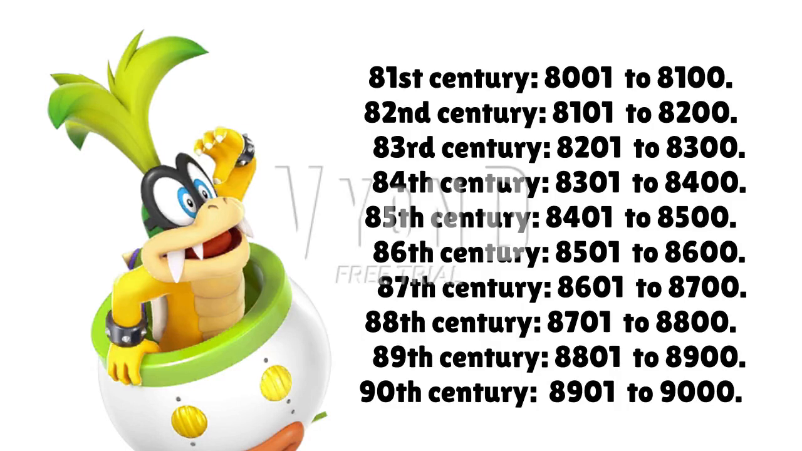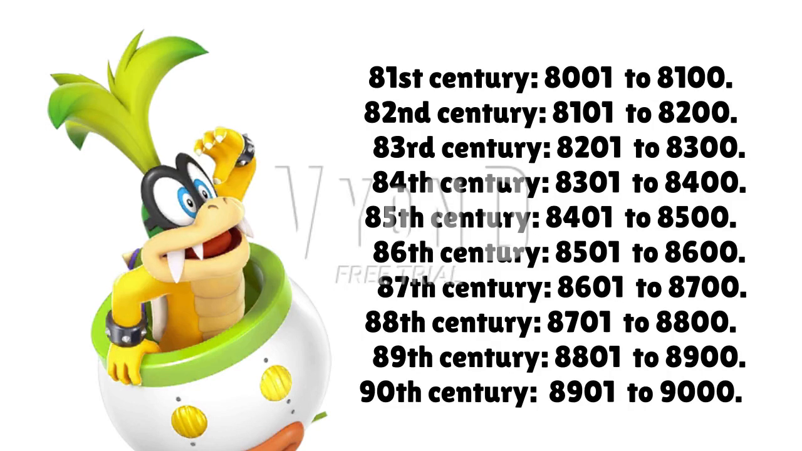85th century, 8401 to 8500. 86th century, 8501 to 8600. 87th century, 8601 to 8700. 88th century, 8701 to 8800. 89th century, 8801 to 8900. 90th century, 8901 to 9000. 91st century, 9001 to 9100.